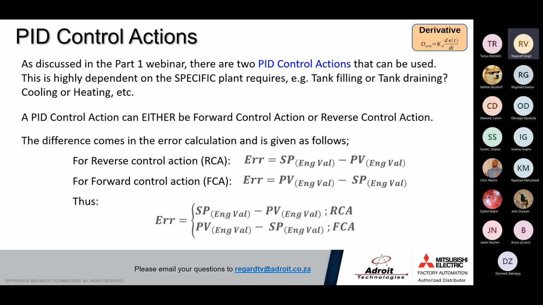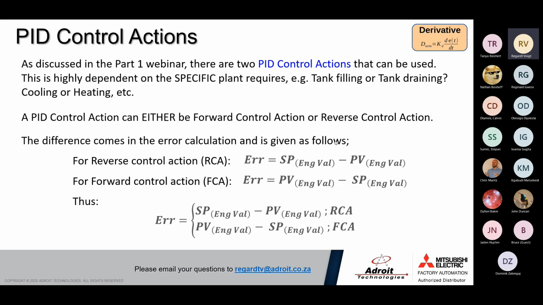As I mentioned, PID control actions will be your reverse versus your forward control action of your plant. For example, are you filling a tank or are you draining a tank? Both can be used for a PID control. The difference is you will have a reverse action and forward action depending on the application. Same with cooling and heating. Are you heating a furnace or are you cooling a fridge? That will also be dependent on your forward control action or your reverse control action.